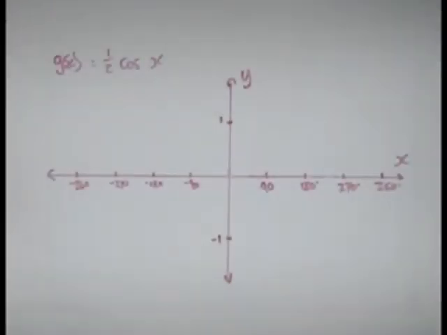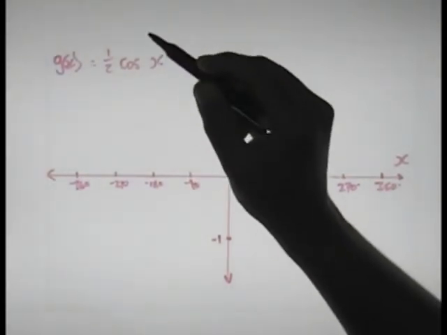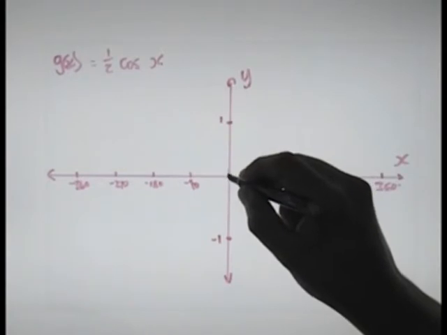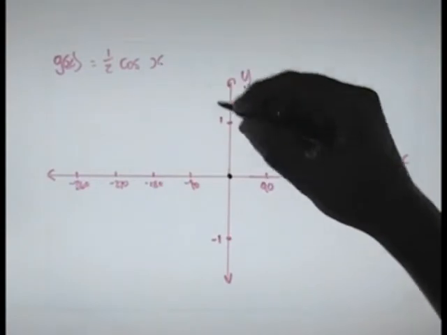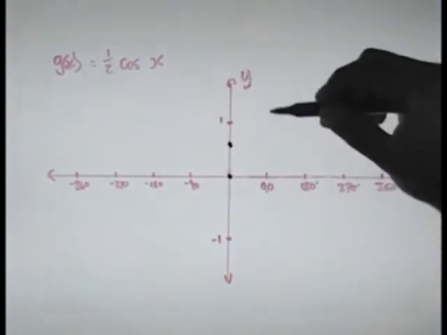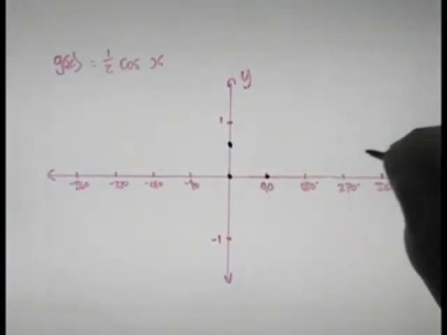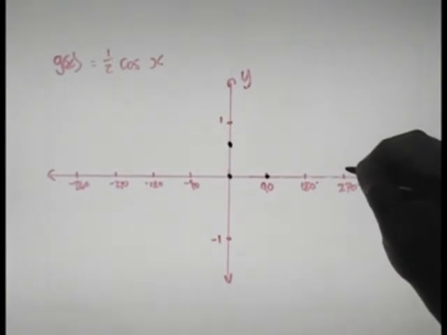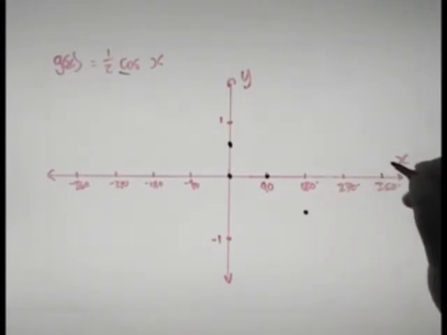The next one we're looking at is g of x is equal to a half cos x. Now the half is in front of the cos x. When we've got 0, cos of 0 is equal to 1, but it's 1 times a half, which is a half. At 90, cos of 90 is 0, times a half is 0. Cos of 180 is negative 1. Negative 1 times a half is negative a half.